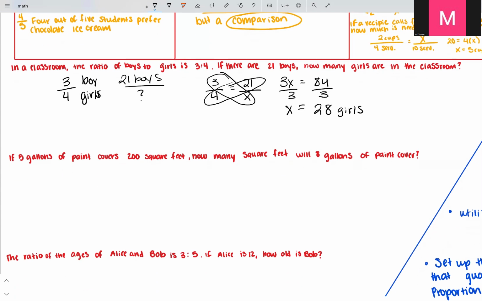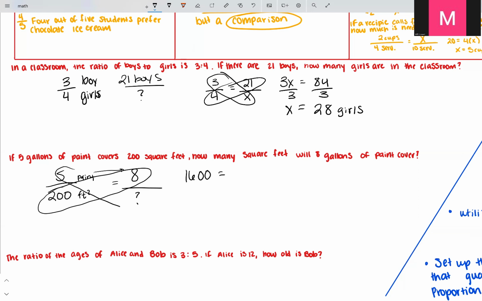Next, we have 5 gallons of paint, covers 200 square feet. And we want to know how many square feet 8 gallons of paint will cover. So then we have 8 matching up the paint, and we're looking for how many square feet. So cross multiplying, we've got 1600 equals 5x, divided by 5. X equals 320 square feet.